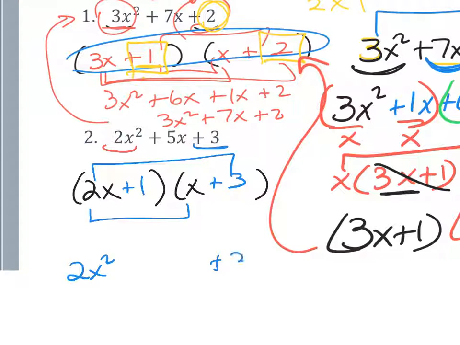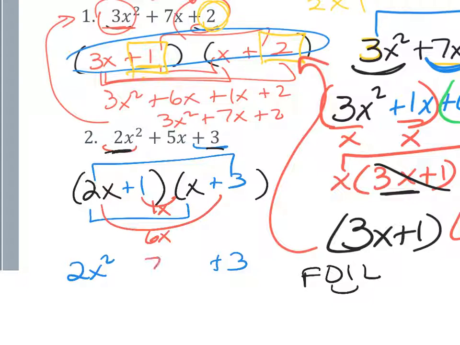So when I do that, notice the first and the last worked, but what you need to test is the outer and the inner. So let me do the word FOIL. I'll do outer first. So this would give me 6x. And when I do the inside, I get 1x. And then when I added that, notice I got a 7.